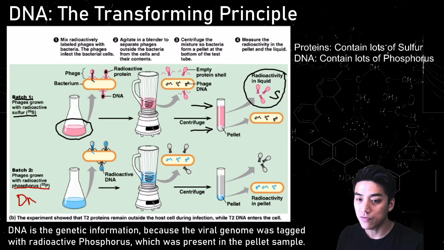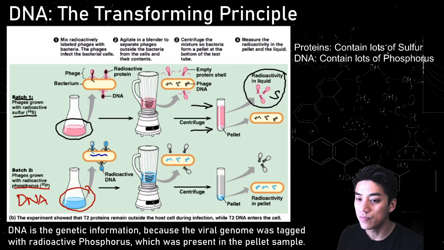So batch 2, the viruses were grown in radioactive phosphorus. And the idea is DNA contains a lot of phosphorus. So you let these viruses grow in this solution with a lot of phosphorus, which I'm going to circle there. It's that blue solution. And now you let them do their business. You let the viruses go to work and infect bacteria, and then you repeat the whole process again.